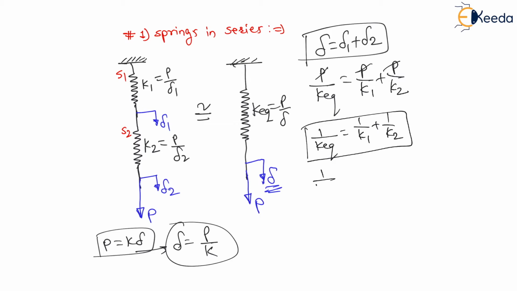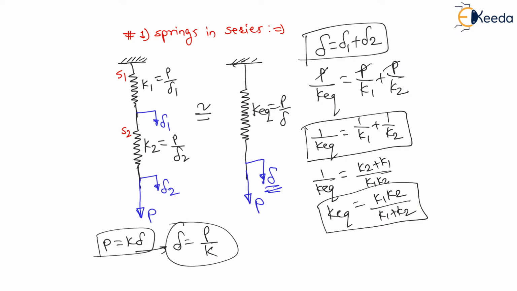Again, therefore 1 upon K equivalent can be written, on cross multiplying, as K2 plus K1 divided by K1 K2. Therefore K equivalent for two springs in series can be calculated as K1 K2 divided by K1 plus K2. This is a shortcut to find equivalent spring stiffness for two springs in series. But my dear students, it is not necessary that there will be only two springs in series.